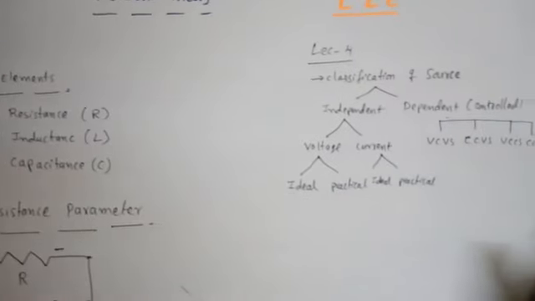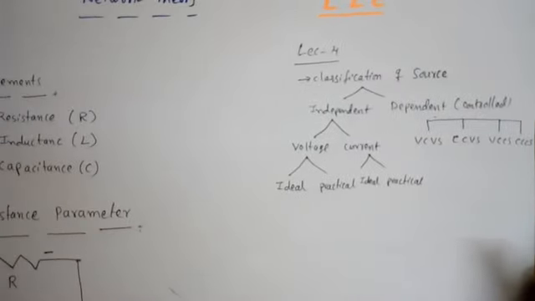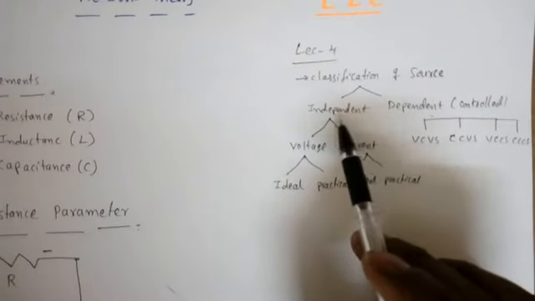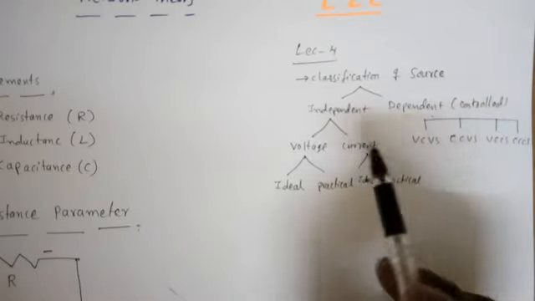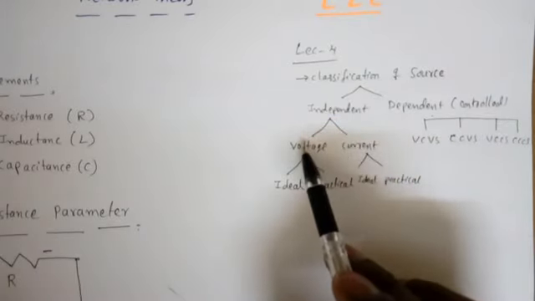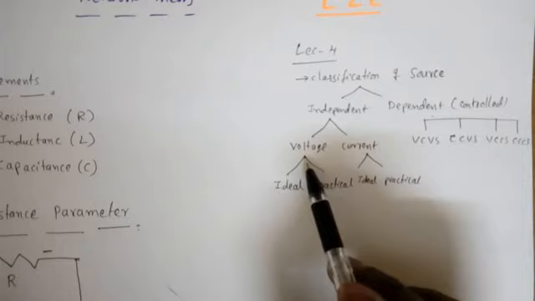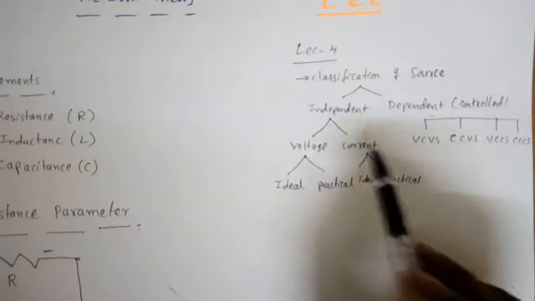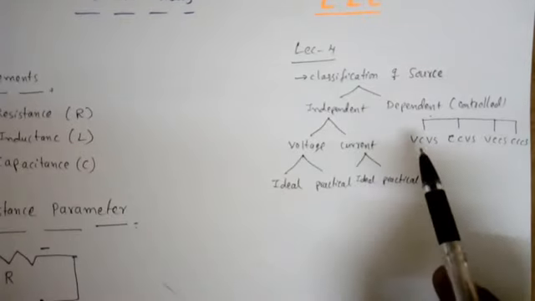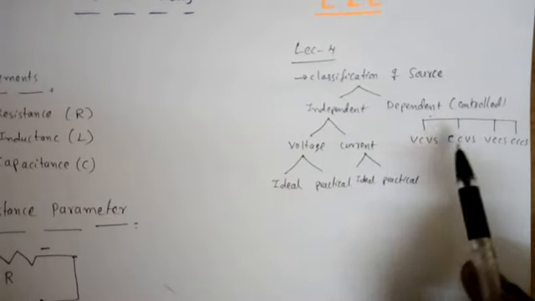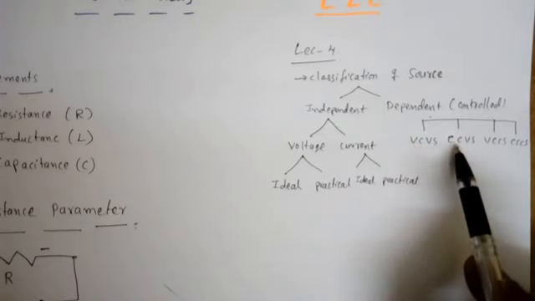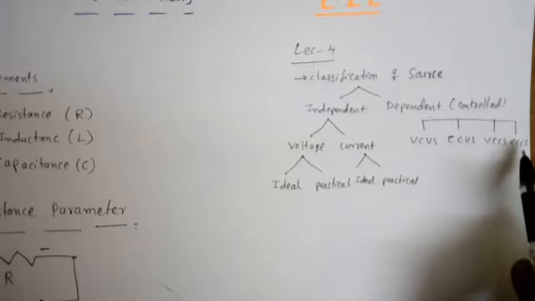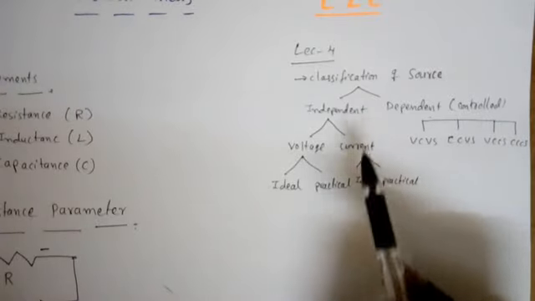But before that, in lecture 4 we discussed the classification of sources. Two types of sources: independent and dependent, or controlled. Independent can be a voltage source or a current source. In a voltage source there is an ideal one and a practical one, similarly ideal and practical current sources. The dependent or controlled can be of four types: voltage controlled voltage source, current controlled voltage source, voltage controlled current source, and current controlled current source. This we discussed in lecture 4.